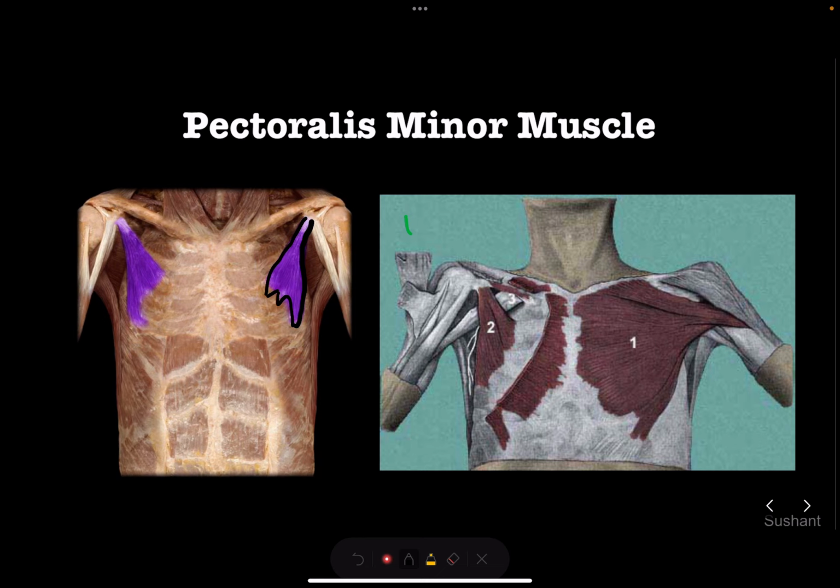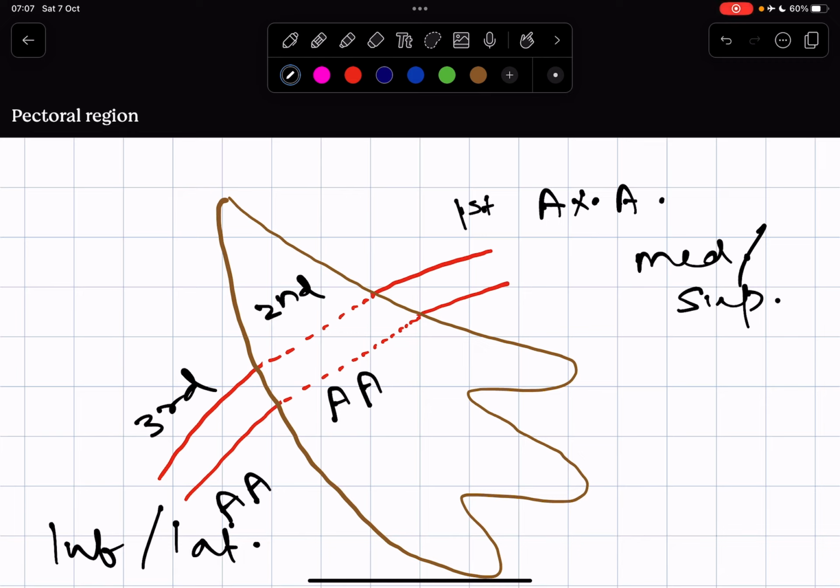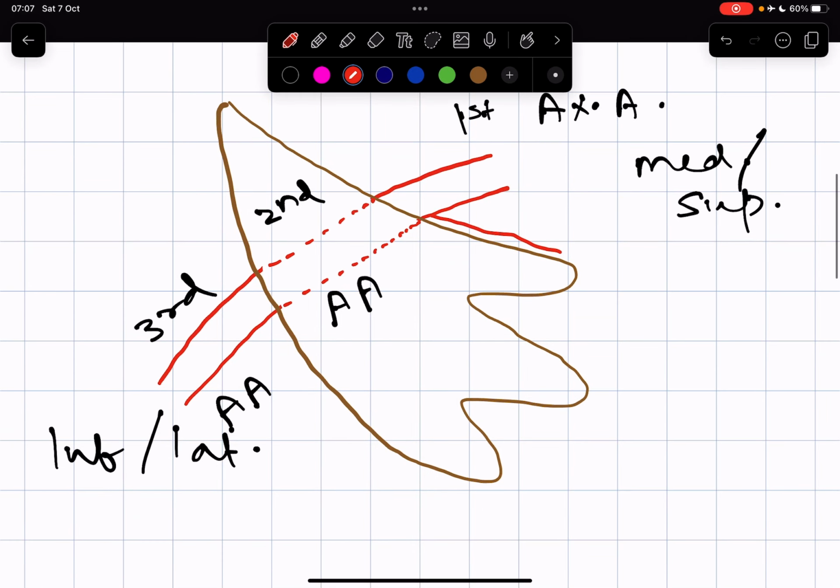The pectoralis minor muscle is covered by what is called clavipectoral fascia. Also, we have to remember one more point here. The superior border of the pectoralis minor muscle is accompanied by the superior thoracic artery, and the inferior border is accompanied by the lateral thoracic artery. The lateral thoracic artery actually is a branch of the second part.